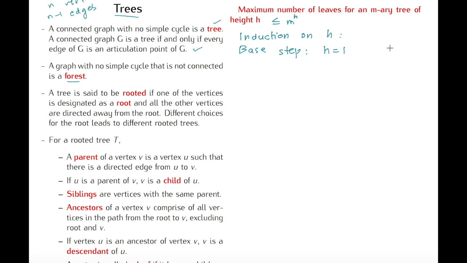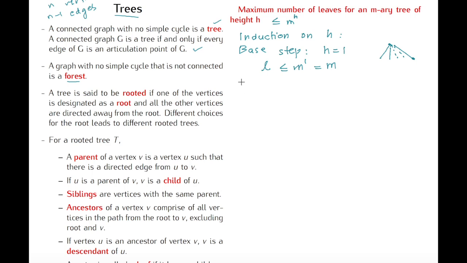When h is equal to 1, we have a tree like this, with branches like this, like this, and like this. This is my root and this is my level 1, so this is h equal to 1. Since this is an m-ary tree, how many leaves can there be? There can be m leaves because the root can only have m children. So the base step is that the number of leaves l is less than or equal to m to the 1, which is equal to m.